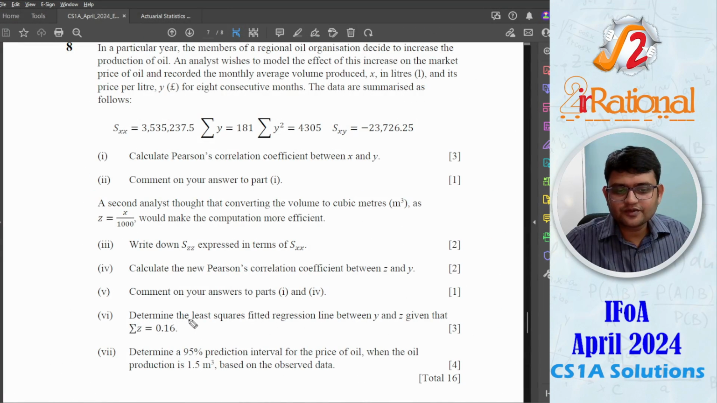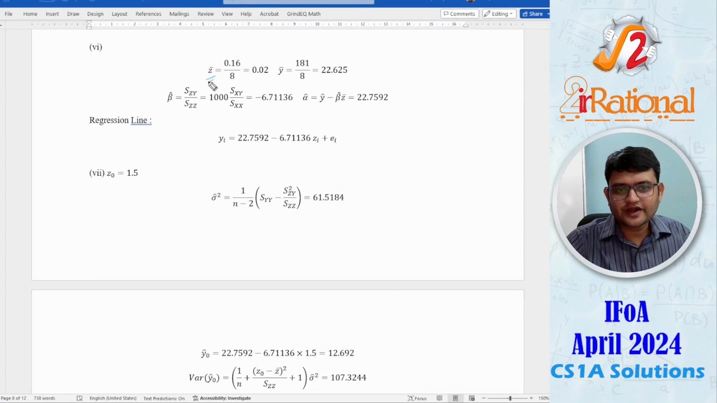Sixth part, determine the least square fitted regression line between Y and Z given that summation Z is 0.16. So first we'll find Z bar and Y bar. Using that we can find the beta hat and alpha hat. We are getting minus 6.71136 and alpha hat would be 22.7592. So we can make the regression line.